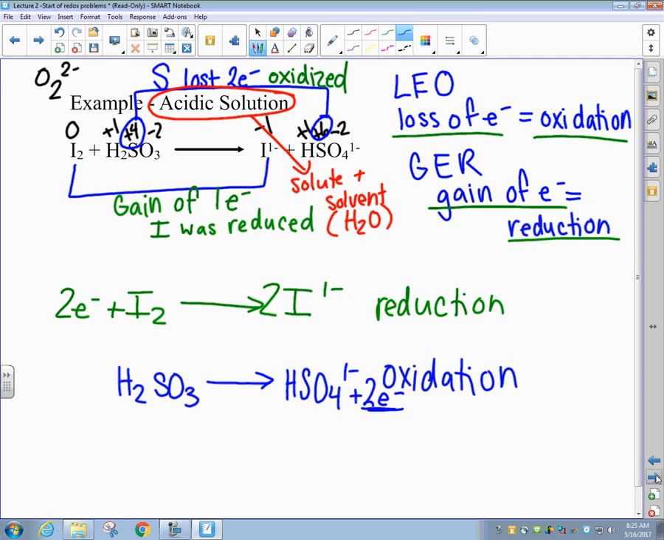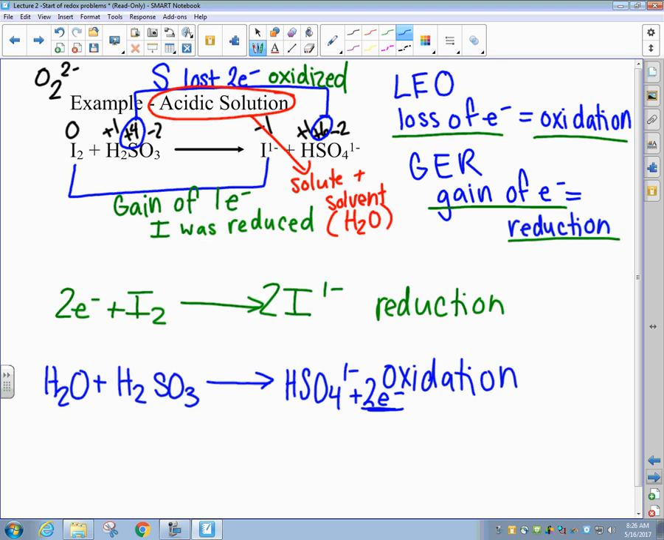Back to the equation here. 4 oxygens on the right, 3 on the left. I'm going to add 1 H2O molecule. Now I have 4 oxygens on the left. If I take a look at my other atoms, I have 1 sulfur on the left and 1 sulfur on the right. That looks good. I have 1 hydrogen on the right, but on the left I have 4 hydrogens. So I need to fix that.